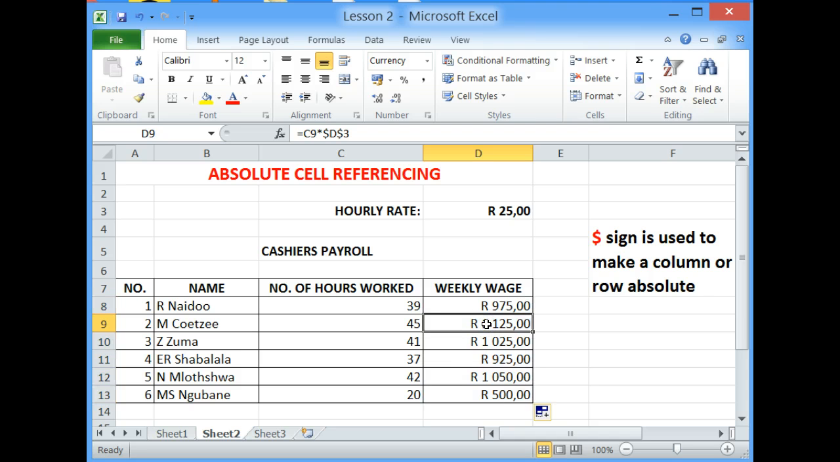D9. So if you look at the formula bar, it is equal to C9. Remember, C9 is not absolute, it is relative, times $D$3. That means this cell here is remaining constant or is remaining absolute. So that is an example of absolute cell addressing. That is the end of lesson 2.